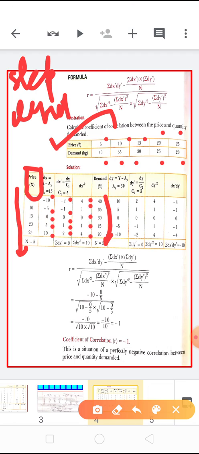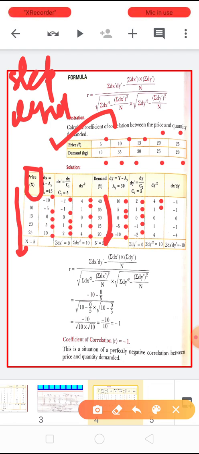In the same way for the y variable, we assume A y is 30. So 40 minus 30 is 10, 35 minus 30 is 5, 0, minus 5, and minus 10. Again the common multiple is 5. So 10 divided by 5 is 2, 1, 0, minus 1, minus 2. We square each dy dash, and we get 4, 1, 0, 1, 4.